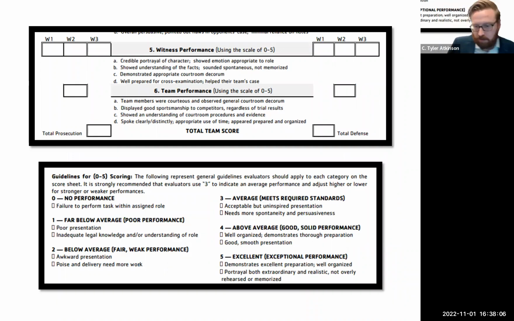Here's what you need to do to get 5s. Here's what you need to do if you want 4s, all the way down to 0. Your evaluators are going to be told to start at 3, average, and go up or down from there. So if you are just average, you don't wow them, you don't meet above average or excellent, then you'll get 3s. If there's some stuff you need to work on, it might go below 3.